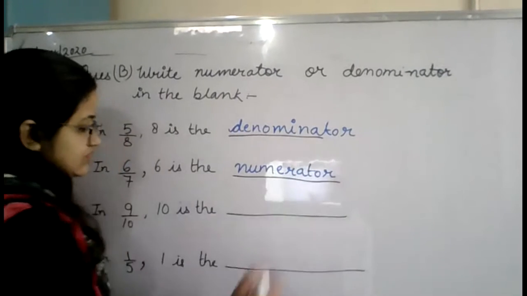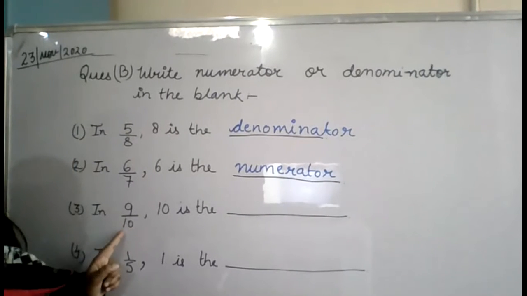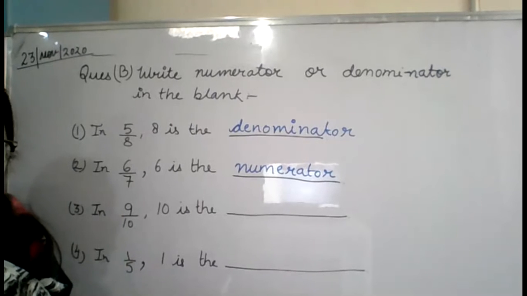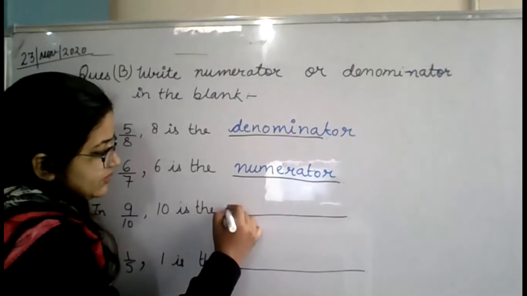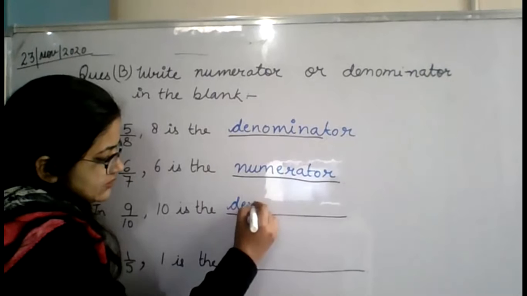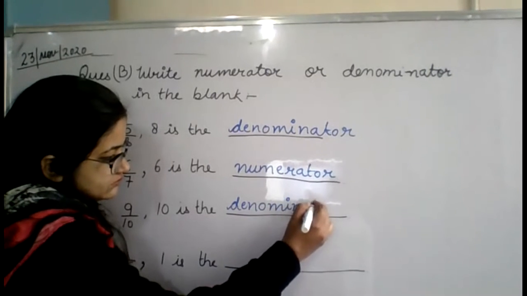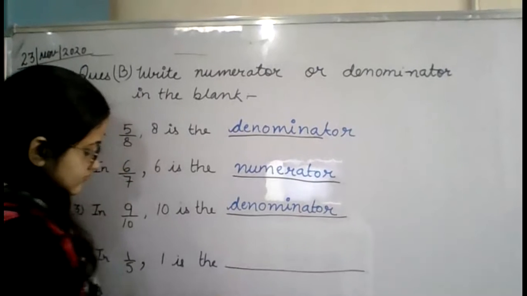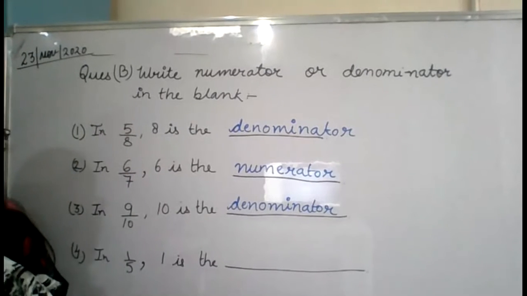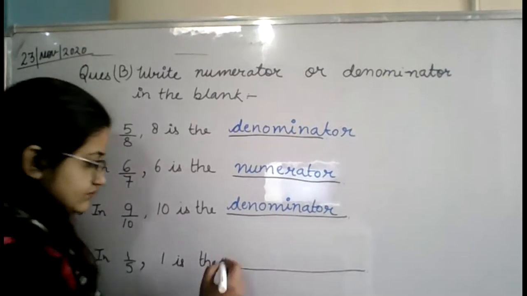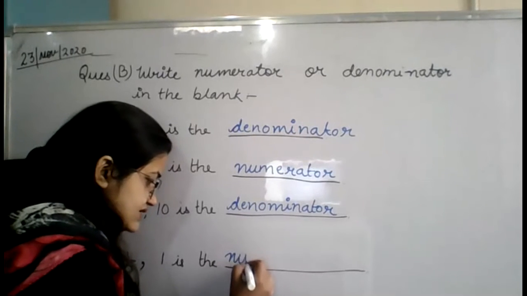In 9 upon 10, what is 10? It is down, that means it is the denominator. Okay, in 1 upon 5, what is 1? 1 is the numerator.